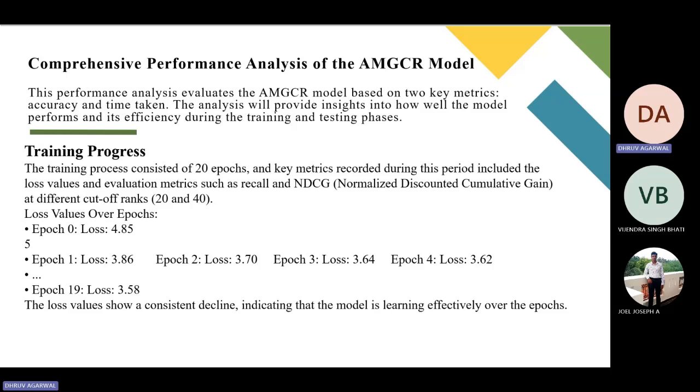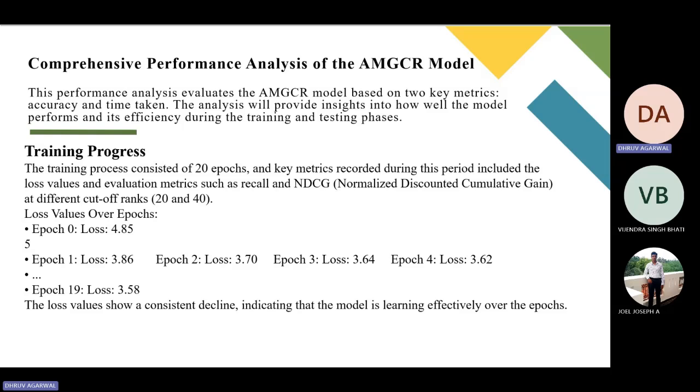So now we will do a comprehensive performance analysis of the AMGCR model. This performance analysis evaluates the AMGCR model based on two key metrics. First, we will compare the accuracy. Second, we will compare the time taken by the AMGCR model.